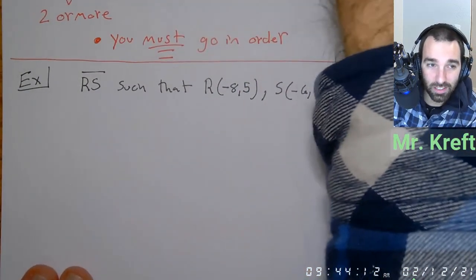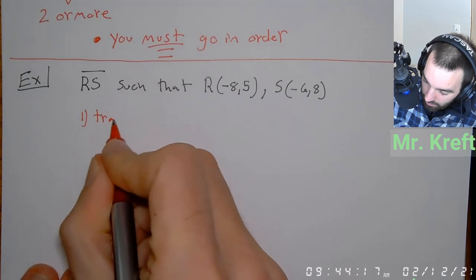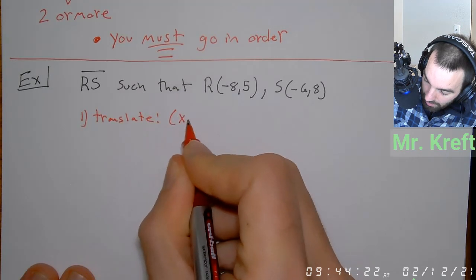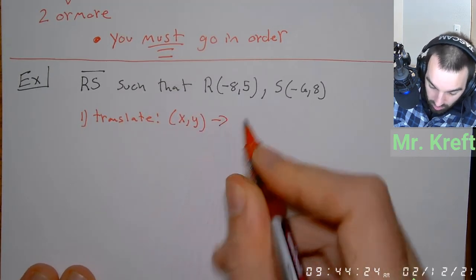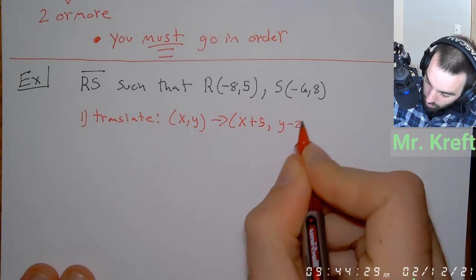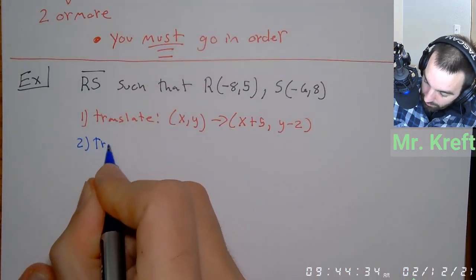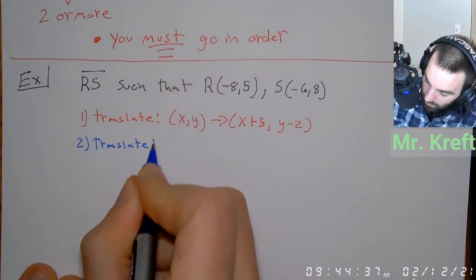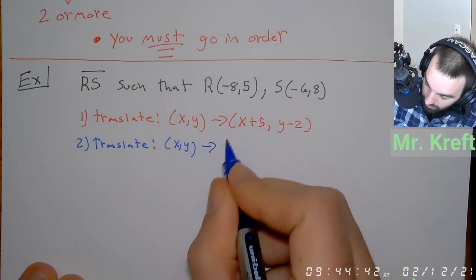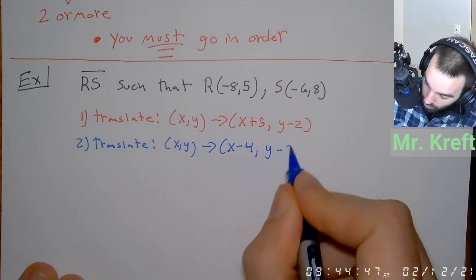We're going to have 2 translations, and I'm going to color them to help you out. We're going to translate, and my equation is every point xy such that x plus 5, y minus 2. And then my second one, we're going to translate every point xy such that x minus 4 and y minus 2.